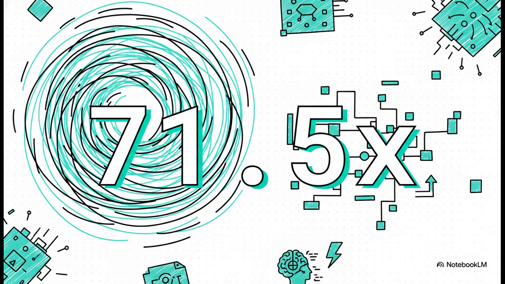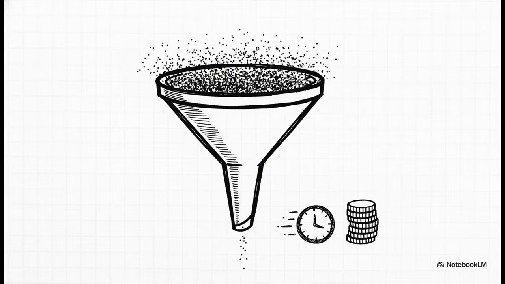71.5 times. Before I even tell you what this number means, just take a second and let that sink in. In the world of AI efficiency, a number this big, well, it's a total game changer. So what is it? It's a 71.5 times reduction in the number of tokens needed to ask an AI assistant a complex question about that repository. And that translates directly into huge savings in both time and money when you're using large language models. We're talking about the difference between a query that costs dollars and one that costs just a few cents.